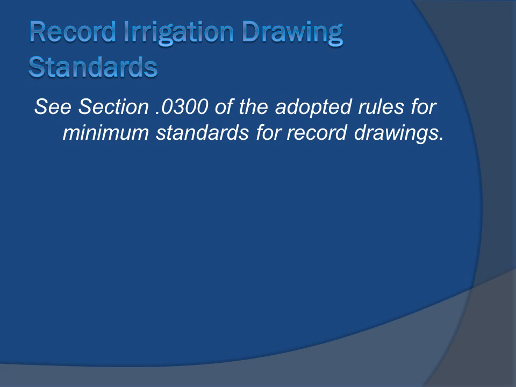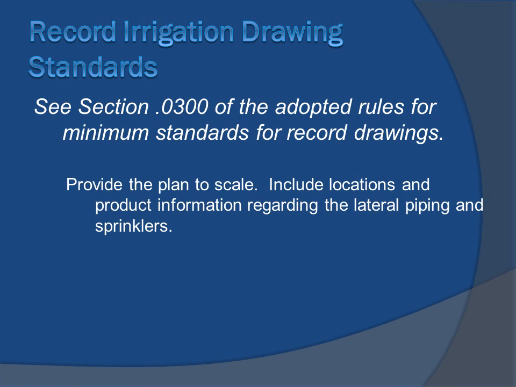All right, record irrigation drawing standard. This is point 3.03 of the adopted rules for minimum standards for record drawings. Provide the plan to scale, include locations and product information regarding the lateral piping and sprinklers.